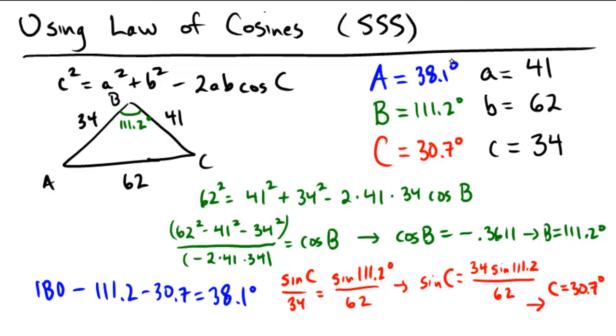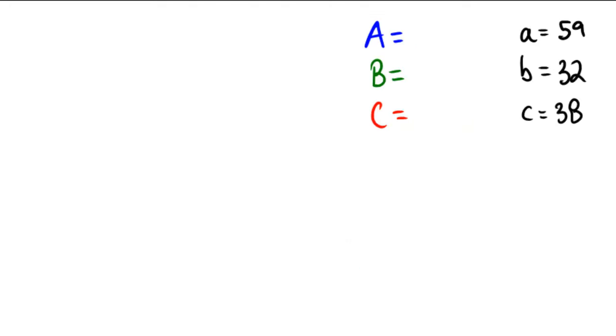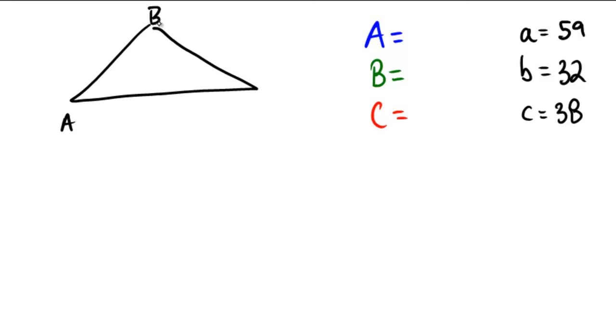Okay, pause the video, see if you can do one of these on your own. Here's your triangle: 59, 32, and 38. Okay, assuming you gave a shot here and paused it, tried it on your own, let's see if you can follow along and pause where you need to. So we've got an A, B, C. A is 59, B is 32, C is 38.